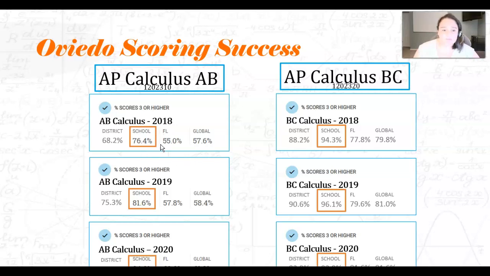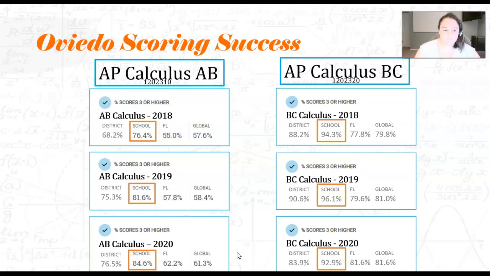You can see it on a 3-year progression from 2018, 19, and 2020 that we score far above the district, Florida, or global percentages. BC Calculus is here on the right and AB Calculus is here on the left. We're very successful. Our students work very hard. And if you've been recommended to take the AP course, that means that you fall into one of these categories to be successful.